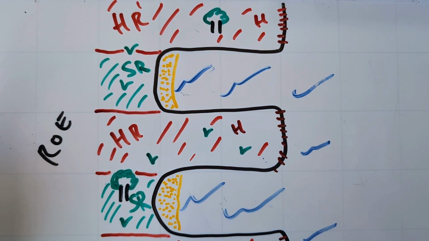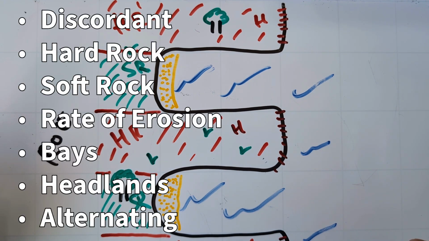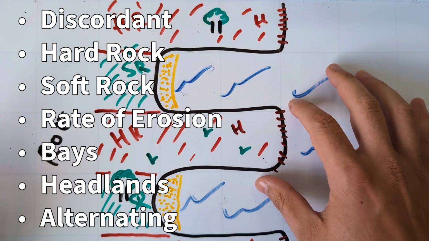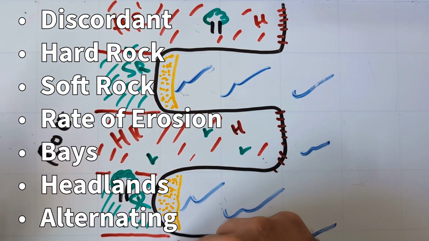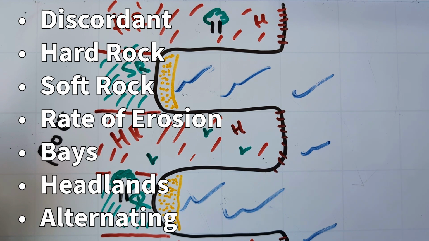Very, very simple. I'll flash up the keywords that I think you need. But yeah, constructive waves, bay, erosion taking place, alternating hard rock, soft rock, hard rock, soft rock, hard rock. Alternating is a really important word here. All of this is found on a discordant coastline.